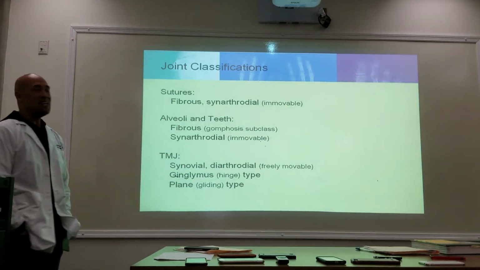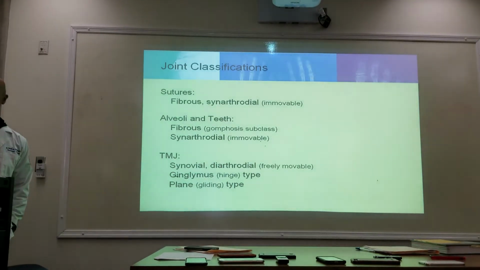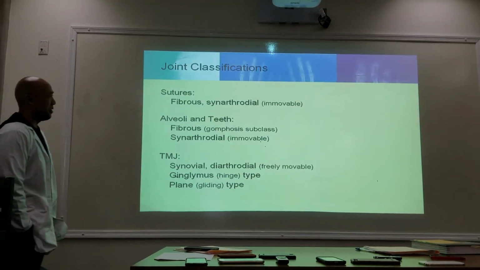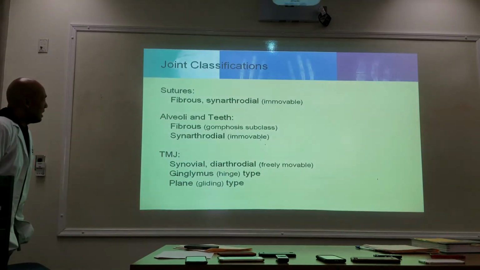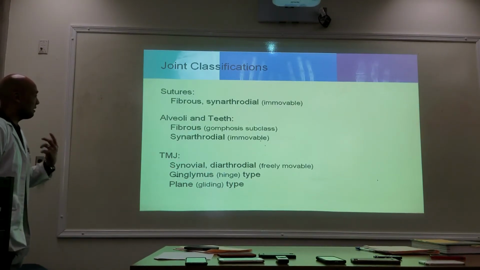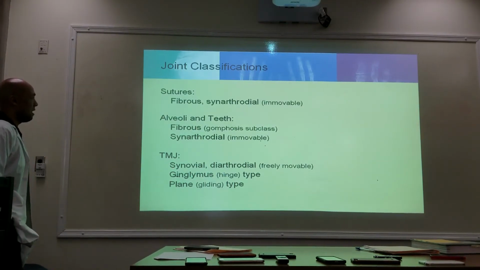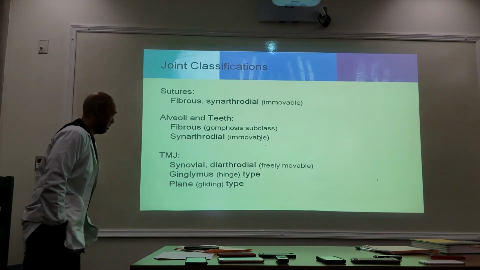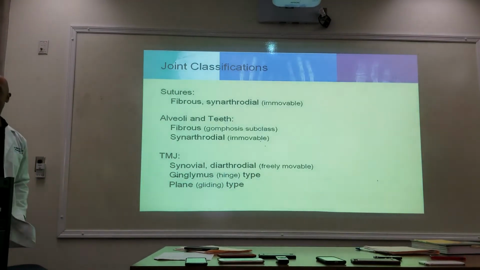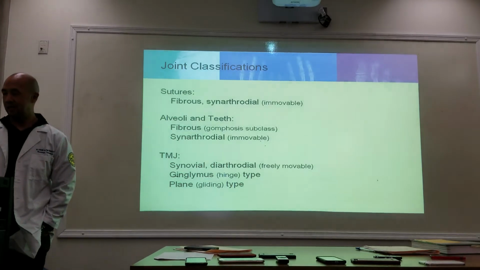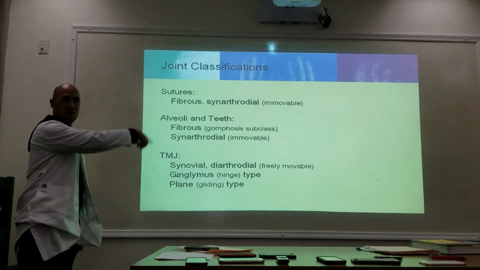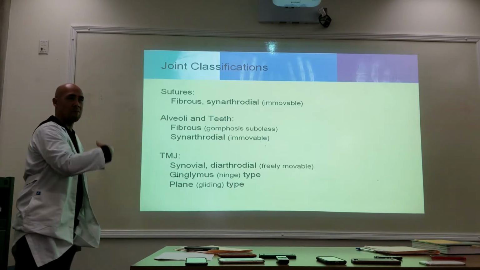Joint classifications. The sutures of the cranium are considered fibrous and synarthrodial, meaning that they don't move, right? Immovable. The teeth, the alveolar processes, are fibrous and also synarthrodial. And your TMJs are freely movable, hinged and also the gliding type. By now you should understand these terms: synarthrodial, diarthrodial, amphiarthrodial.